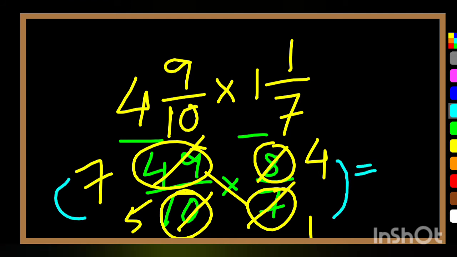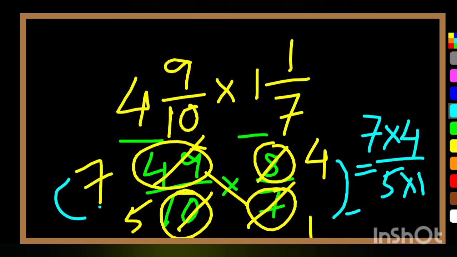Now what will you do? 7 and 5 cannot be reduced, 4 and 1 also cannot be reduced. So in the numerator of the answer we will get 7 into 4, in the denominator of the answer we will get 5 into 1. So at last the answer is 28 by 5. Now it is completely up to you whether you convert this fraction to a mixed fraction or not. The procedure is the same.